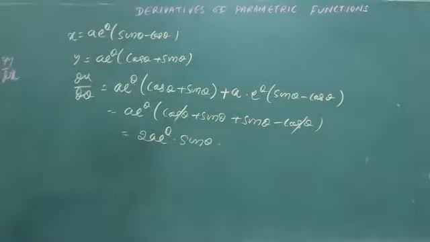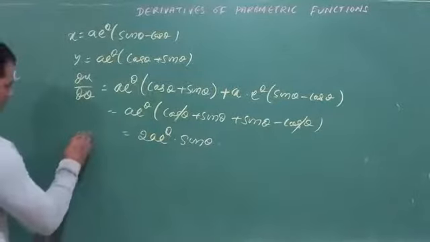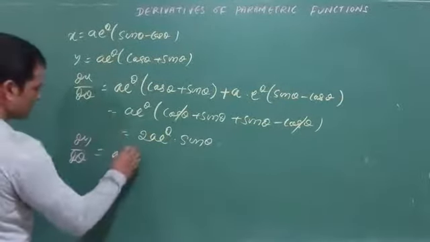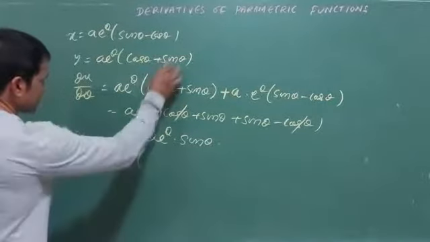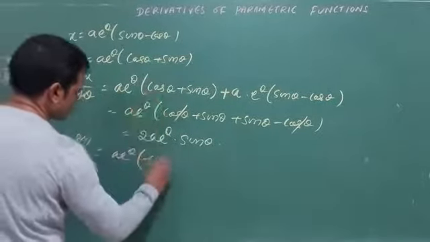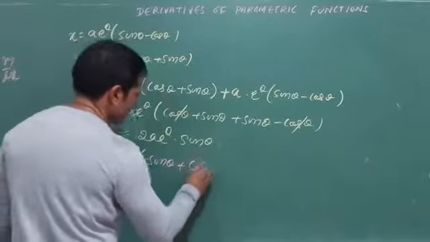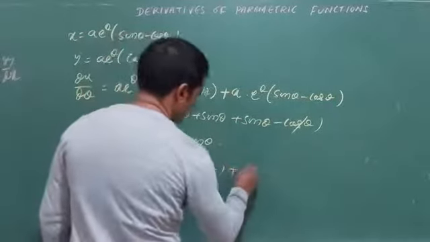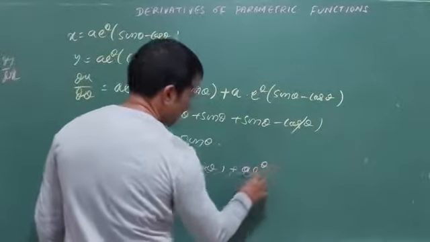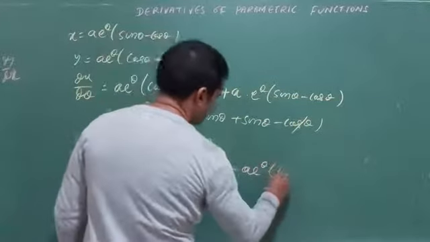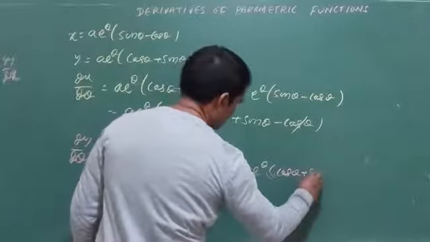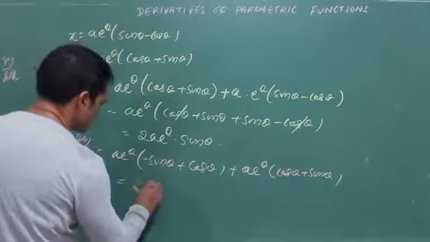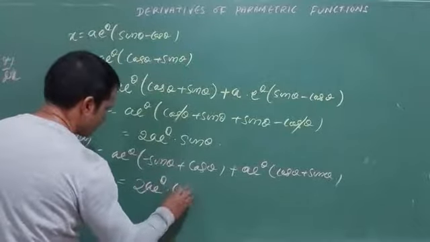So we get 2a e^θ sin θ. That's the value of dx/dθ. Let us find dy/dθ. If it's silent, cos θ minus sin θ, then minus sin θ plus cos θ. Then this one silent, a silent, a e^θ derivative is e^θ times (cos θ + sin θ). Expand it. The sin part will cancel out, so this is 2a e^θ cos θ.